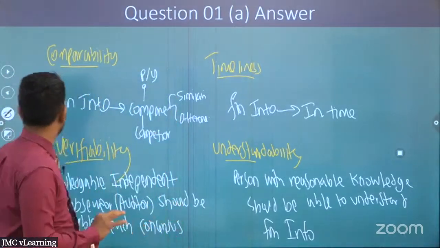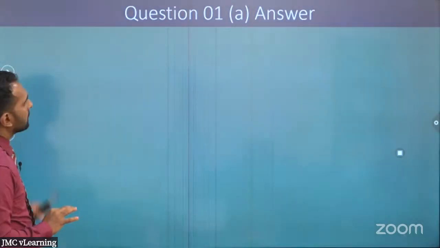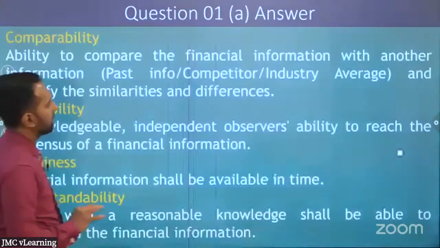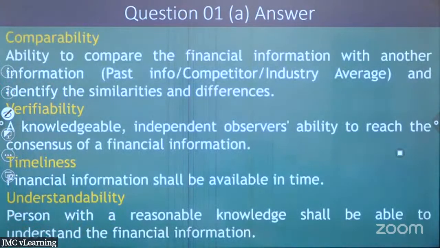Right. Let me give you the model answers, Lamai. Please take a screenshot. Question number 1: comparability, verifiability, timeliness and understandability. If you write these things, you'll be getting the marks.